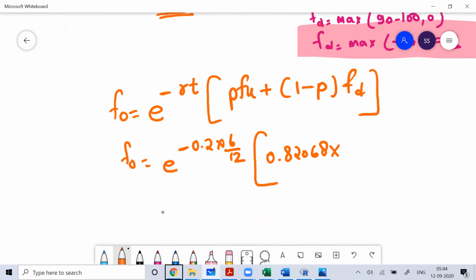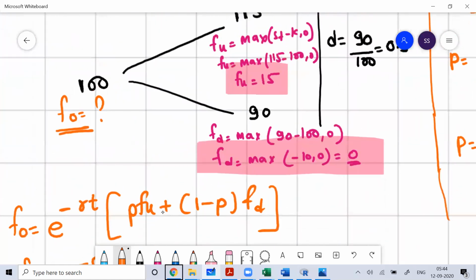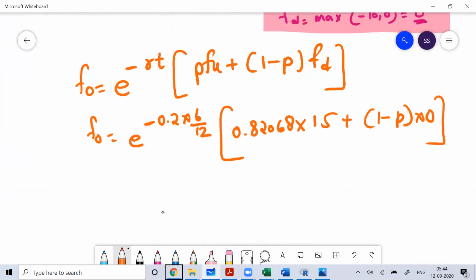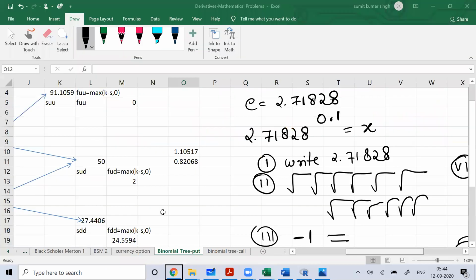0.82068 into FU. FU is 15, plus 1 minus P into FD. FD normally turns out to be 0, so you need not find 1 minus P, because any number multiplied with 0 is 0. So once you get this, this is e to the power minus 0.1 into 0.82068 into 15.